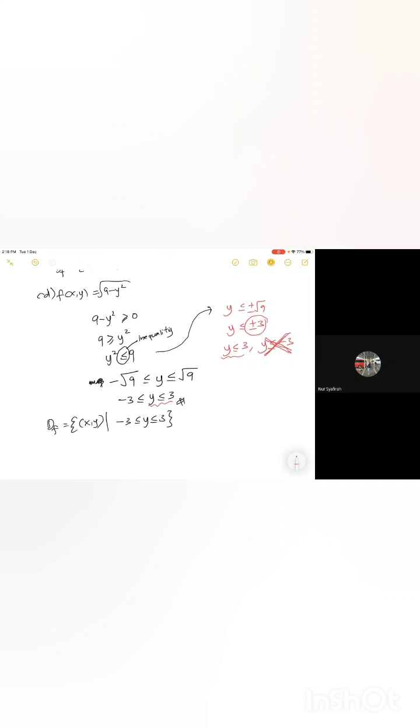But then this one is the wrong one. Why? You have y less than or equal to negative 3. Let's say I choose y equals negative 4, because negative 4 is less than negative 3, right? Then I substitute this y equals negative 4 into my f. Then I will have the square root of 9 minus negative 4 squared, which is 9 minus 16 under the square root, which is a negative value of a square root. So it becomes undefined. So this whole thing is incorrect. Okay, don't do it like this.